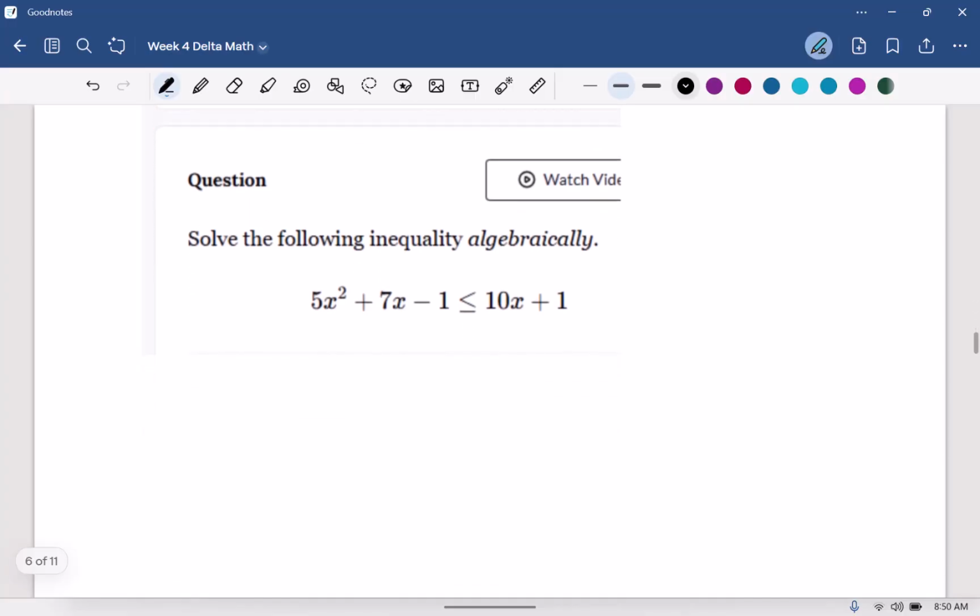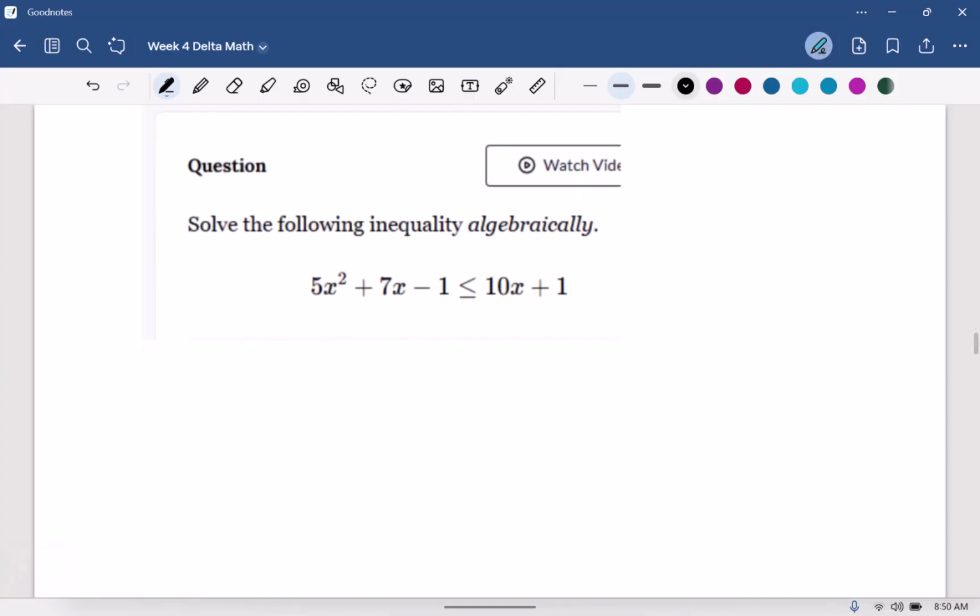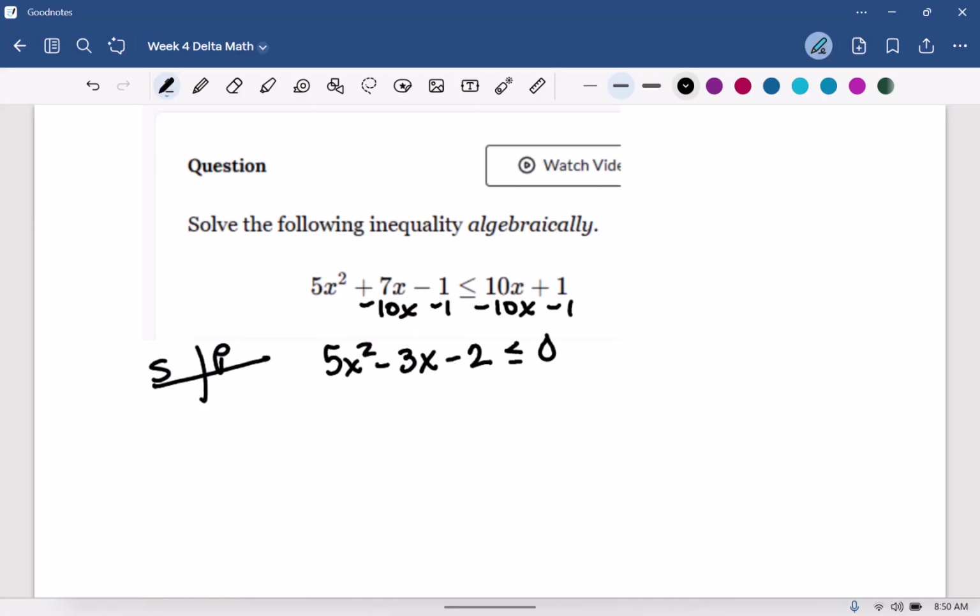Level 2, this is the ones where you have to get them all on one side. -10x minus 1 minus 1. So I have 5x squared minus 3x minus 2 is less than or equal to 0. When I see 3, S and P, and I can't use my shortcut here. So that's -3x. 5 times -2 is -10.